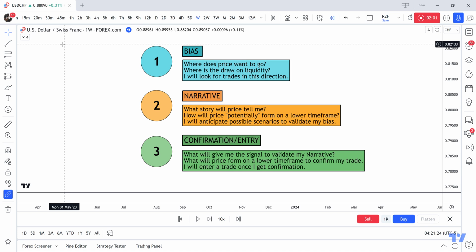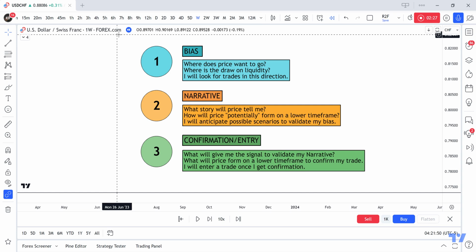So, what is my bias? My bias is built on the monthly, weekly, and daily time frames. This helps me determine the direction I want to trade in. If my analysis is bullish, I want to look for longs, and vice versa for shorts. I don't want to go against the higher time frame draw on liquidity. You always want to be in line with that.